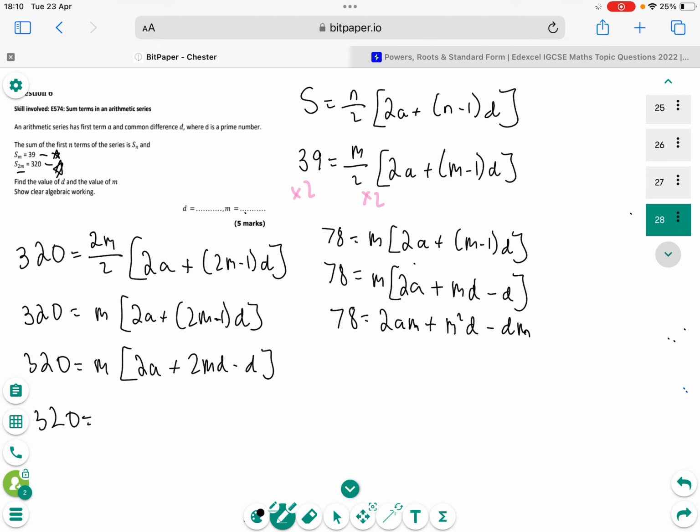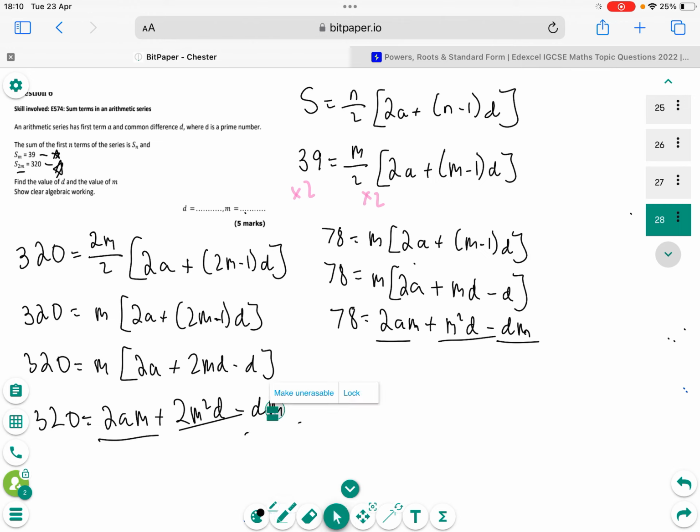320 equals 2am plus 2m times 2md is 2m squared d. m times d is md. So we have this and this now. Still, it's kind of hard to spot this part, but what we notice is that we have 2am, 2m squared d, m squared d, kind of close, and then md and dm, same thing. Let's make md dm, so we're on the same page. So we have minus dm.